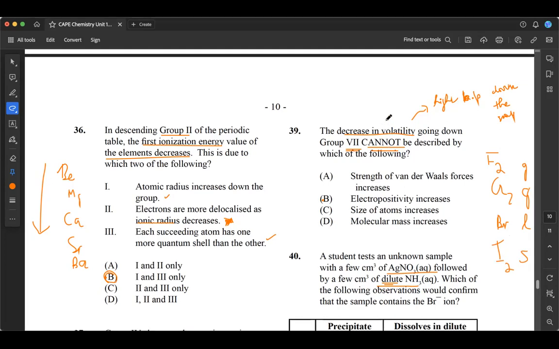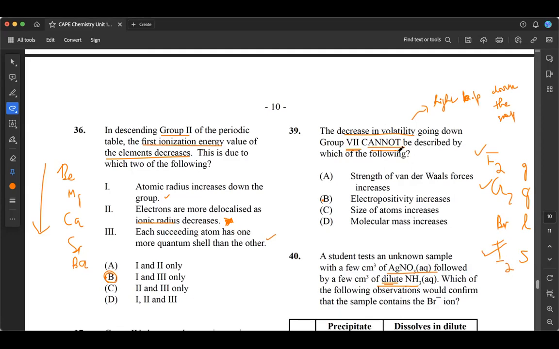Now, when we talk about volatility, we're talking about the ease of that particular element to go into a vapor phase. So how easy it is to vaporize that. These are already vapors, so it's going to be easy. But as we go down, we go from gas to liquid to solid. It's going to be harder to make a solid go into the gas phase. So there's a decrease in volatility as we go down the group.